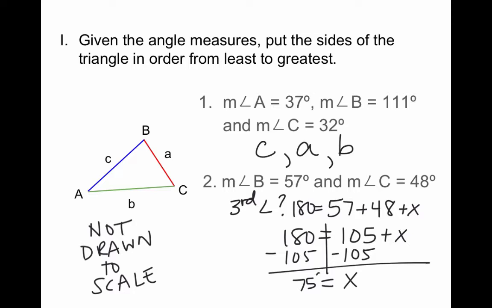And now I can actually answer the question. The smallest of my 3 angles is C, so that is the smallest side. The second smallest is B. And finally, the last one, the one we found, because x actually represents the measure of angle A, that's the biggest one for this problem.